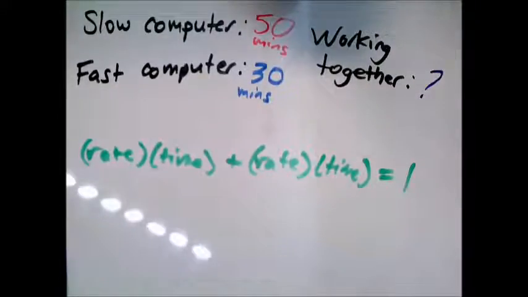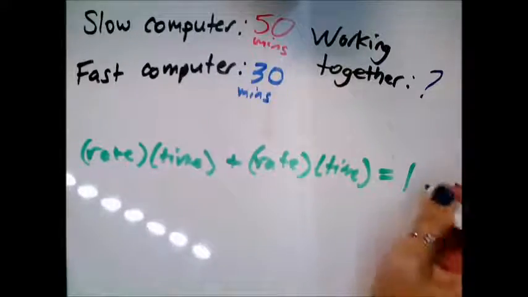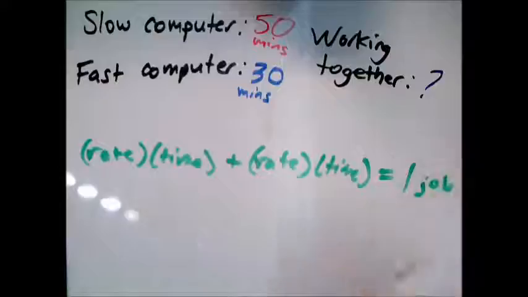Then picture why these always are set equal to 1. Because you want to do one job. You want to send out all the emails once. You don't need the computers to each do the whole thing. You want one complete job.